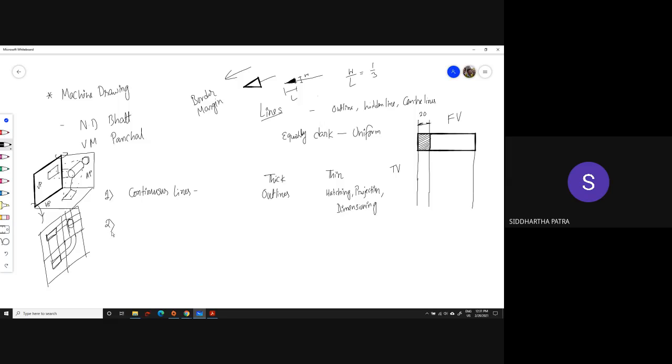Number 2 is the dashed thin line. What are dashed thin lines used for?